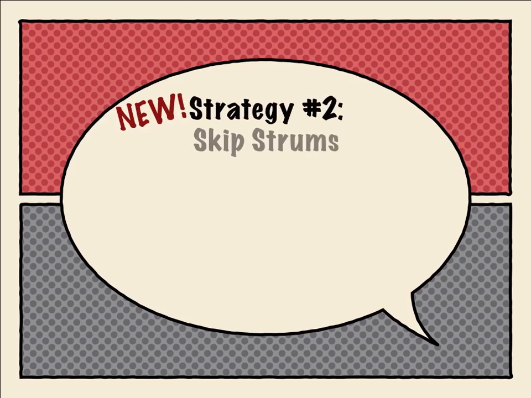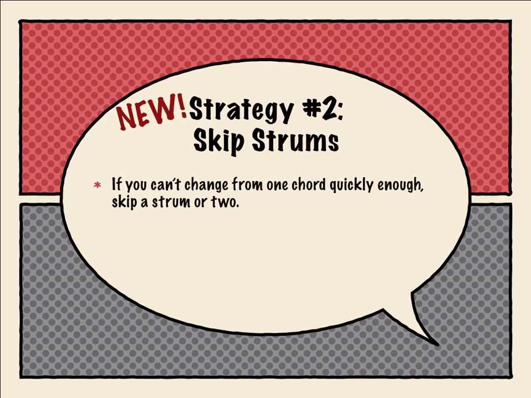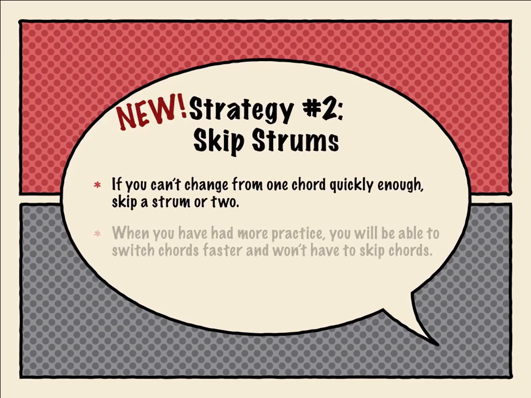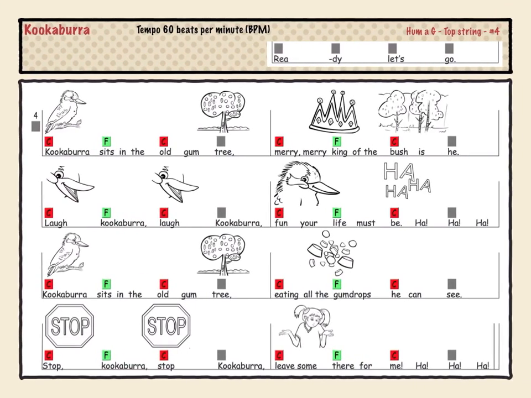Another new strategy is skipping strums. If you can't change from 1 chord quickly enough, skip a strum or 2. When you've had more practice, you will be able to switch chords faster and you won't have to skip chords. So let's take a look at this.